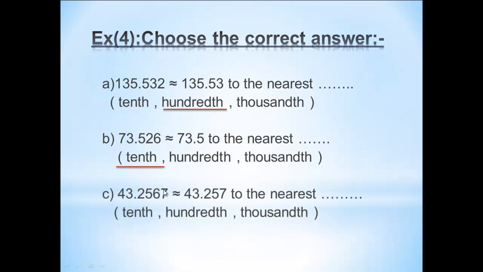The last one. 43.2567 approximated to 43.257. This approximation is to the nearest what? Yes, count the digits after approximation. Here 4: 1, 2, 3, 4. After approximation it becomes 1, 2, 3 digits. What approximation needs only 3 digits after the decimal point? Approximate to the nearest thousandths. Very good.